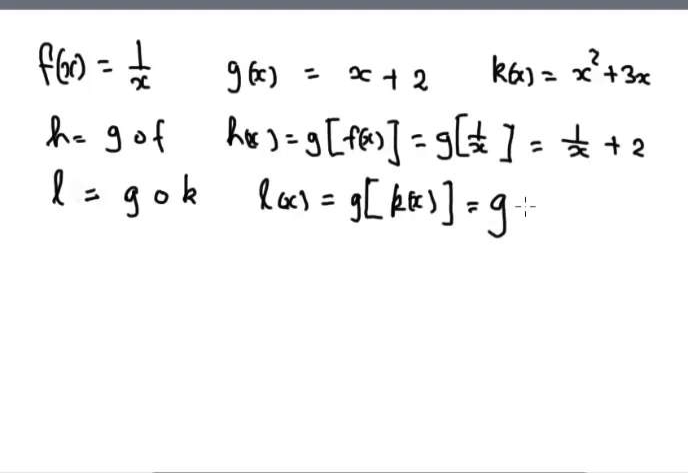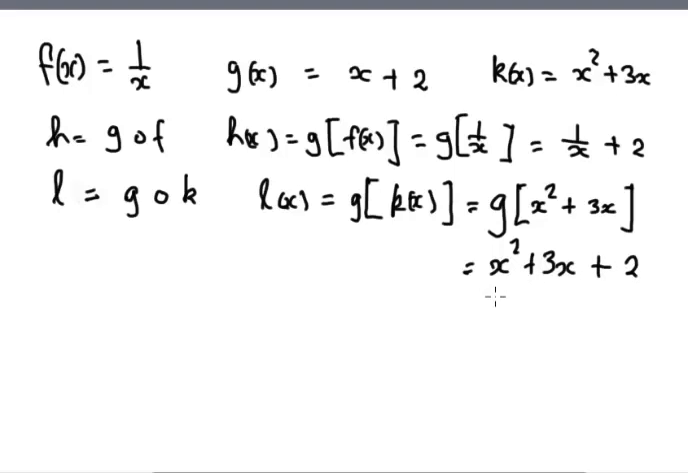G, then square bracket again. What do I put inside there? X squared plus what? Plus 3x, close. Then that is the argument of G, isn't it? What does G do to its argument? It adds 2. So you're just going to copy that as it is, plus 3x, and just add a 2.